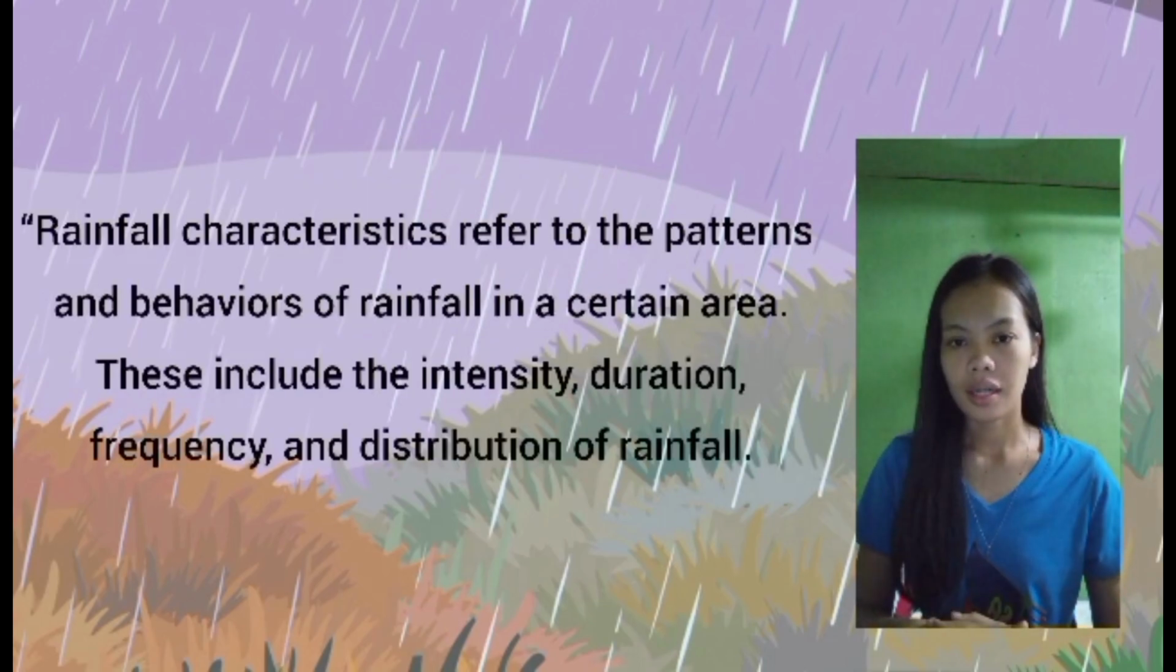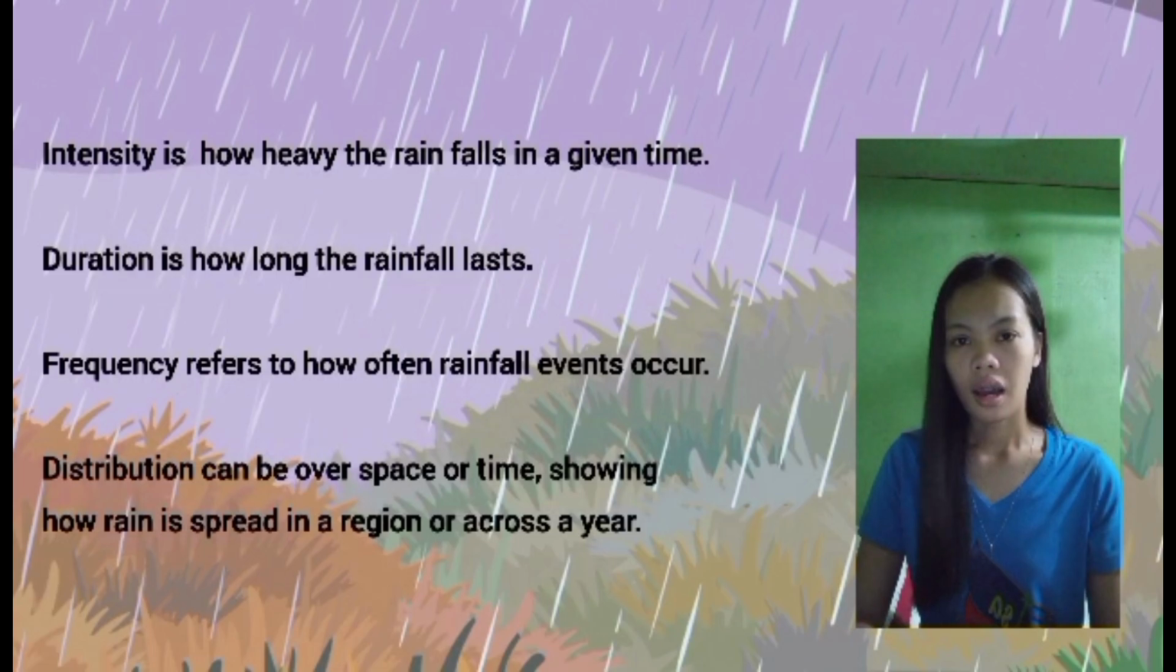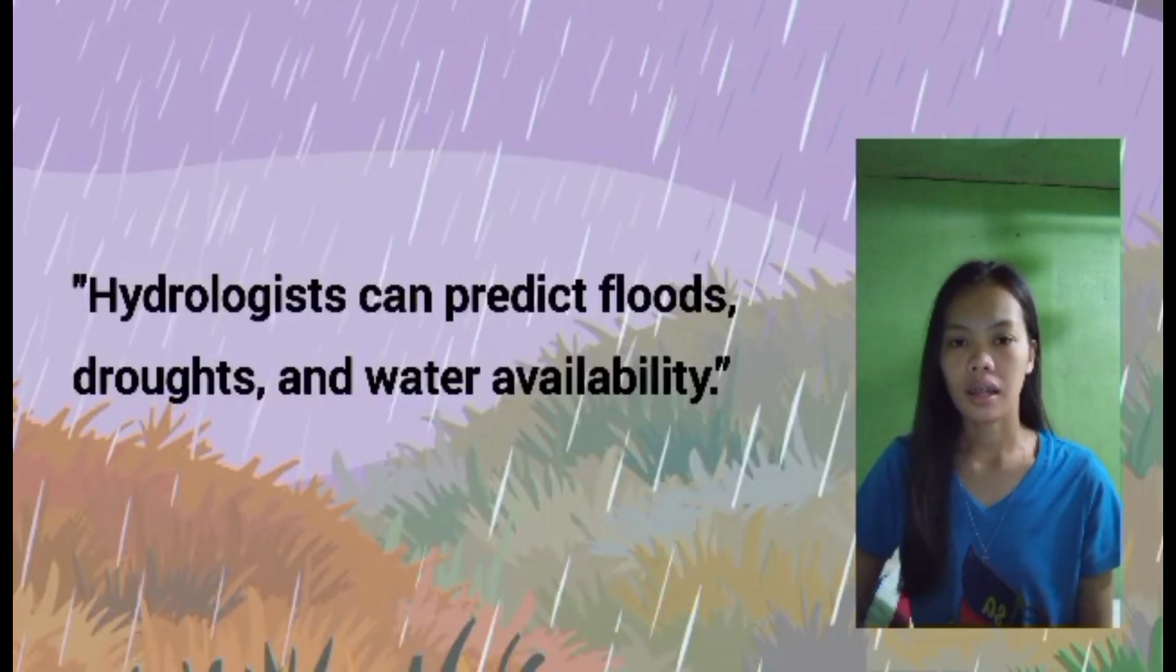Rainfall characteristics refers to the patterns and behaviors of rainfall in a certain area. These include the intensity, duration, frequency, and distribution of rainfall. Intensity means how heavy the rain falls in a given time. Duration is how long the rainfall lasts. Frequency refers to how often rainfall events occur. Distribution can be over space or time, showing how rain is spread in a region or across a year. By analyzing these characteristics, hydrologists can predict floods, droughts, and water availability.